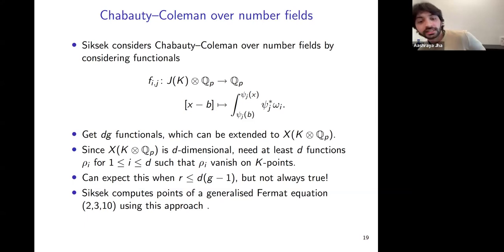And Sixsec uses this method to compute the points of a generalized Fermat equation. And he considers a lot of quotient curves and uses this Chabauty-Coleman over number fields to work out their rational points over some number field. Okay.